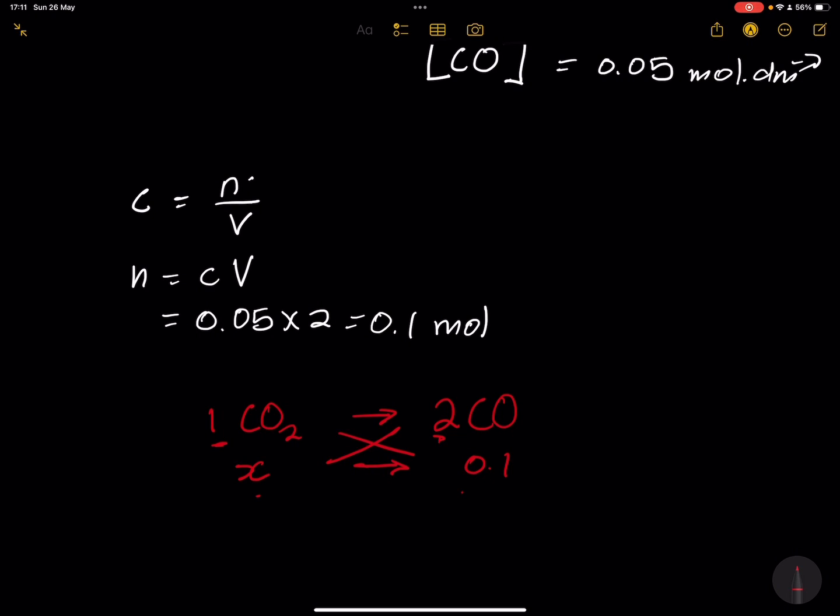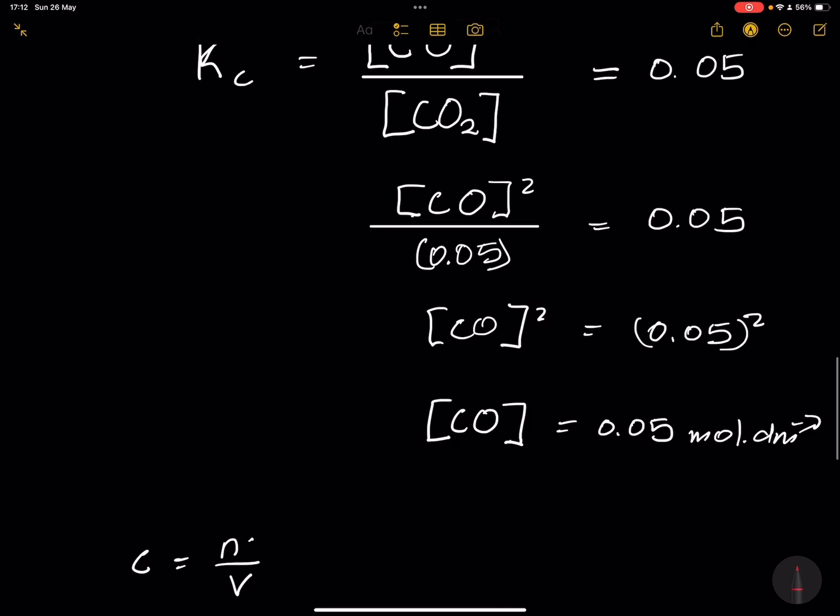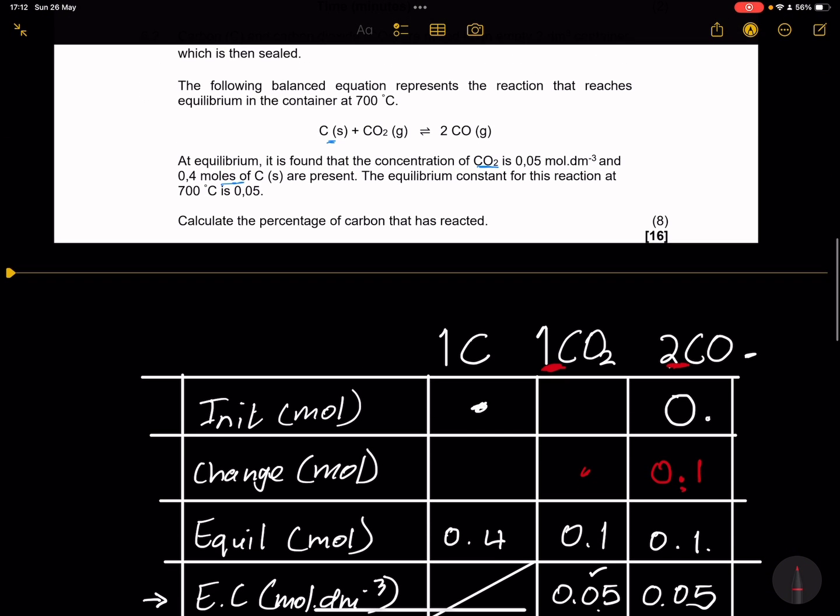So this gives me 2x is equal to, so 2 times x will give me 2x. 1 multiplied by 0.1, that's 0.1. And divide both sides by 2. And so that will give me 0.05. Okay, it looks like a very popular number in this question. So I know this will be 0.05.